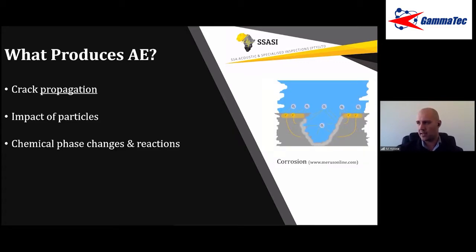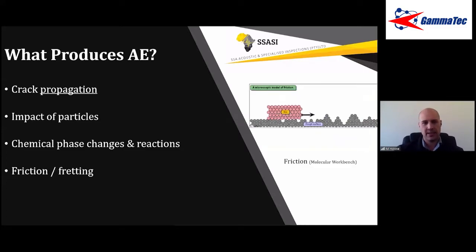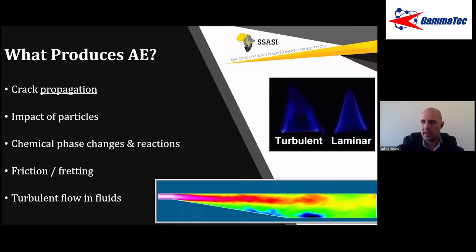Chemical processes. Now, these are much softer than the others, but more difficult to detect. But chemical phase changes and reactions like corrosion can produce acoustic emission. Friction and fretting. Obviously, if you rub your hands together, you hear a sound, acoustic emission. And lastly, turbulent flow. The flow of a fluid won't necessarily produce acoustic emission, but as soon as there's turbulence, unknown chaotic movement, you will get acoustic emission there as well.